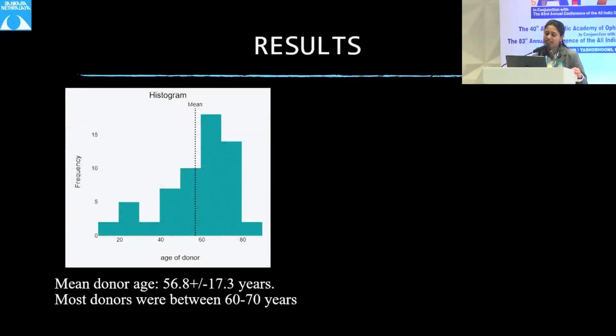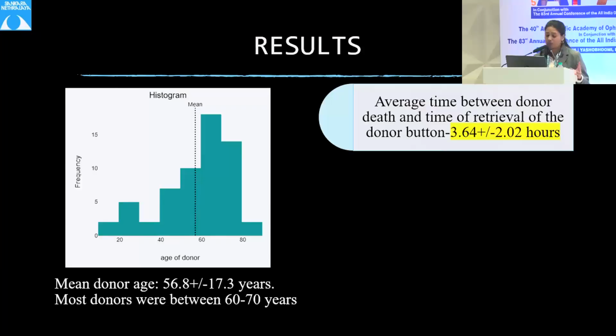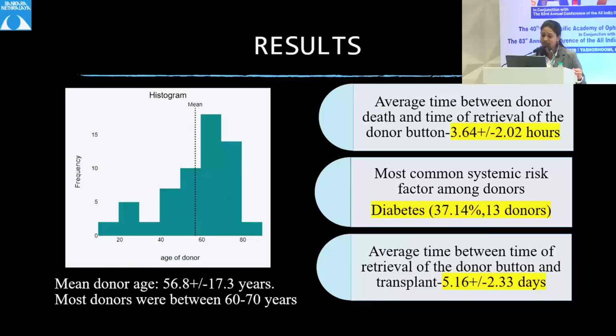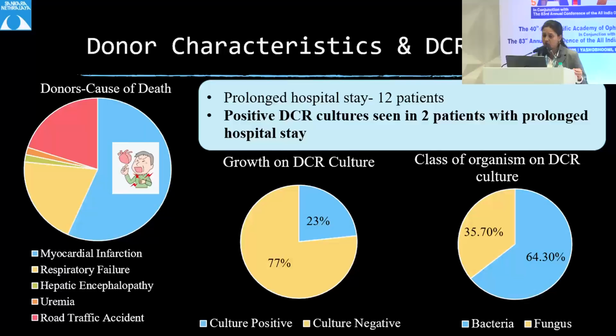Coming to the results, in our study, most of the donors were in the 7th decade, mostly older donors. The death to retrieval time was around 3.6 hours. The most common risk factor was diabetes, and the retrieval to transplant time was around 5 days. The most common cause of death we found was cardiac death, and we saw that a prolonged hospital stay was seen in 12 patients, wherein a positive DCR was only in 2 of those patients with a prolonged hospital stay.